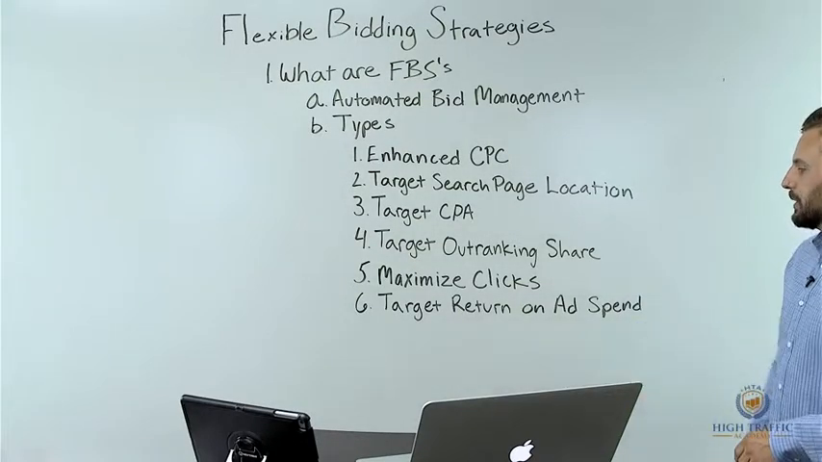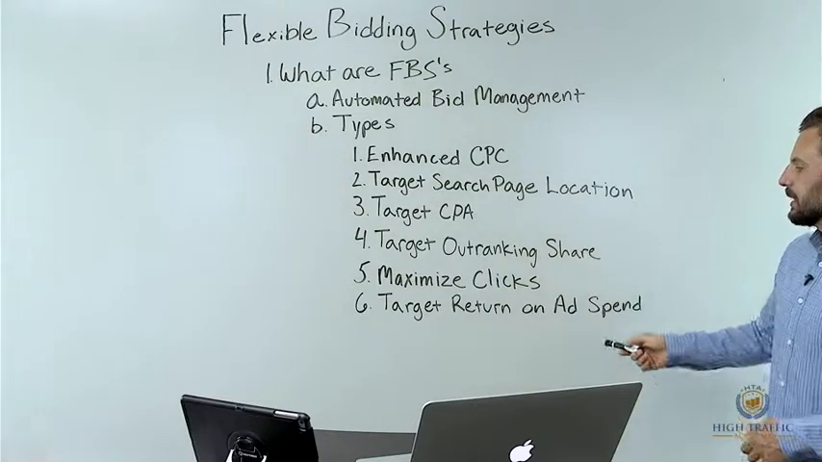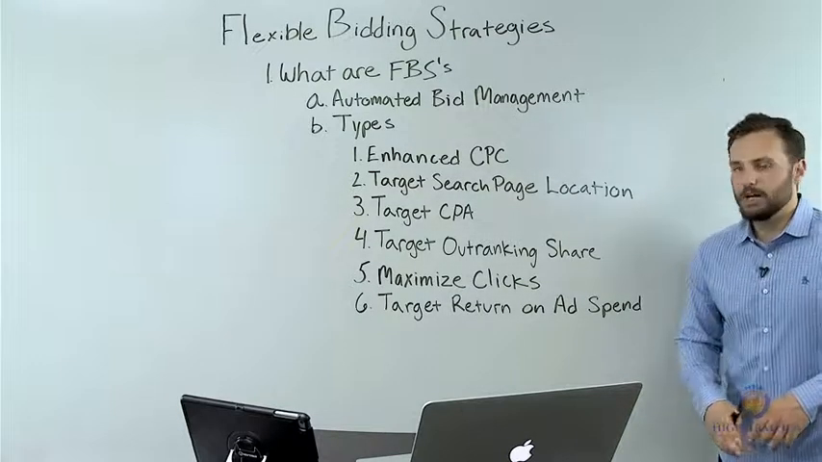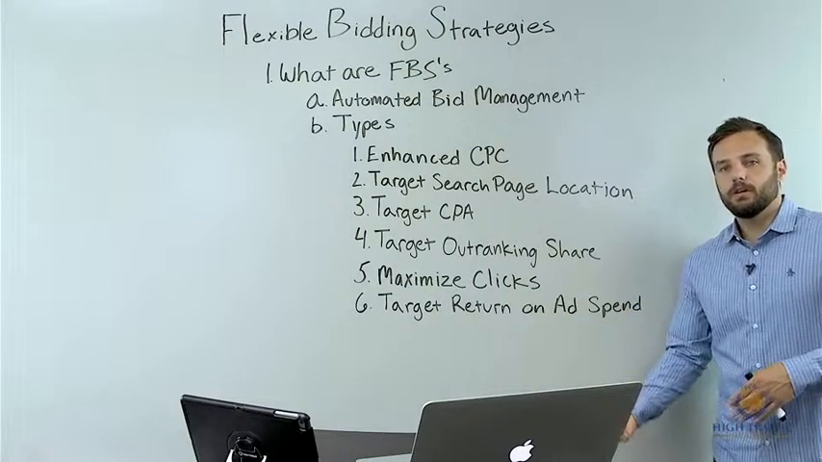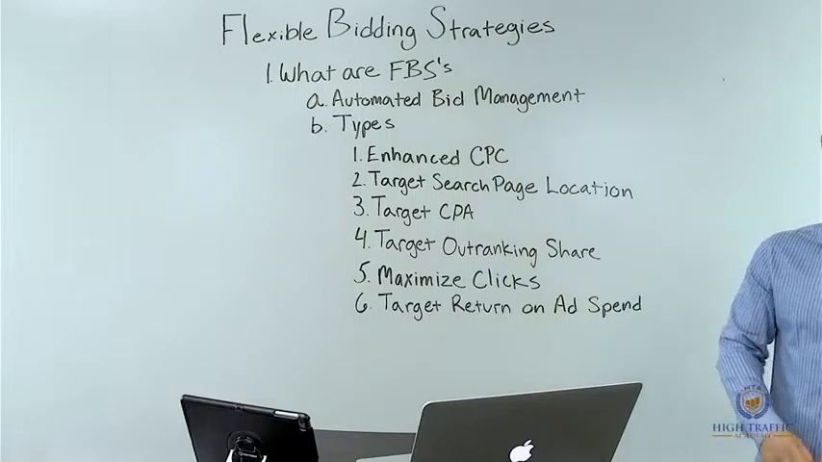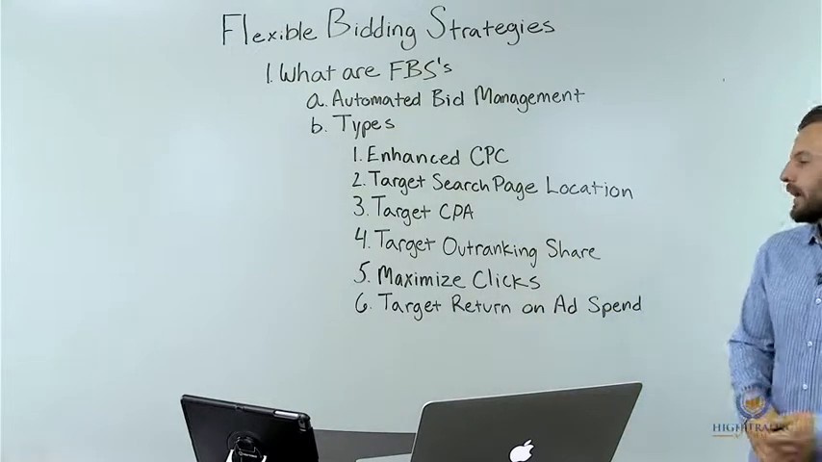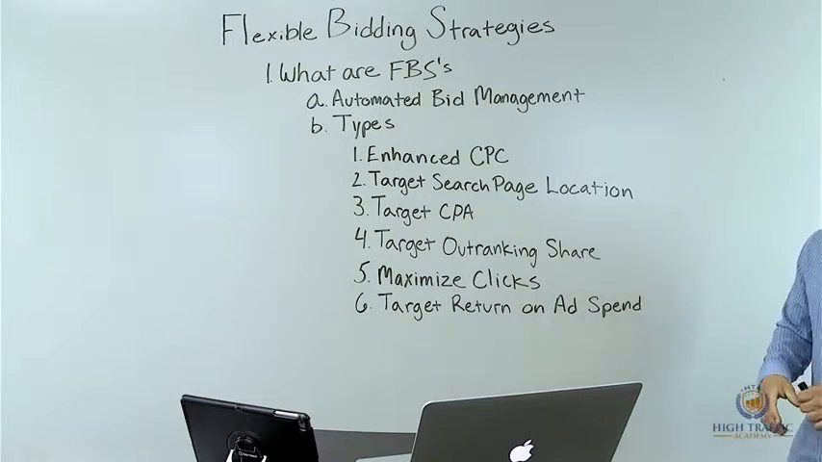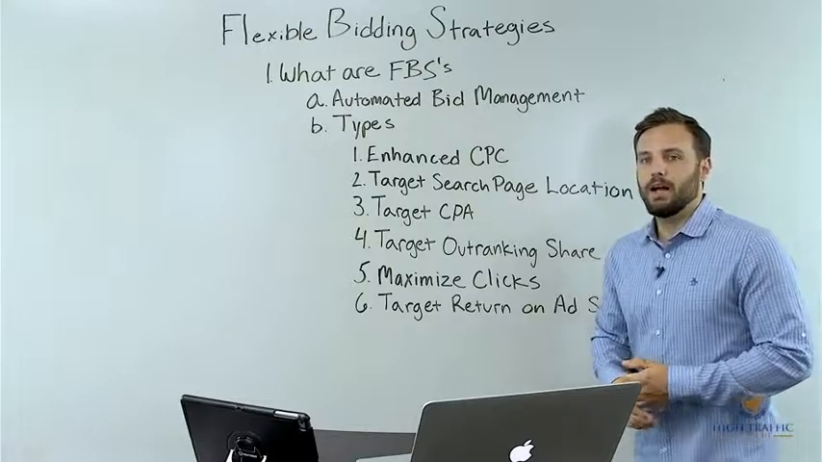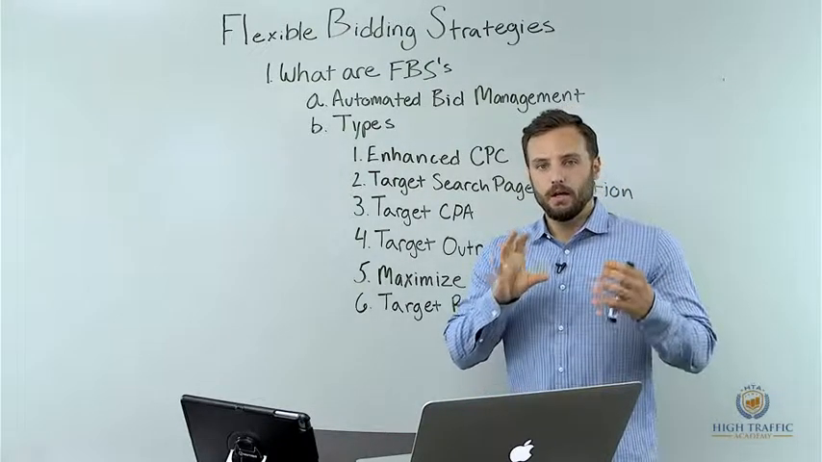And then this one is target a return on ad spend. And this one is also self-explanatory. This one allows you to set up a bidding strategy where you can say, I need to make this much for this much ad spend. I need to make X number of dollars for every dollar I spend in Google AdWords. So that is a bird's eye view of the flexible bidding strategies, and this will allow you to know what we're talking about moving forward in the additional training videos.